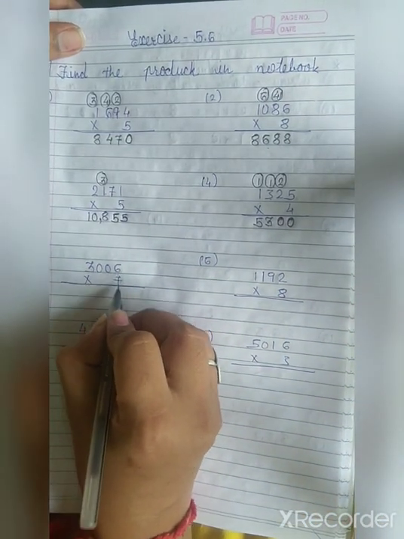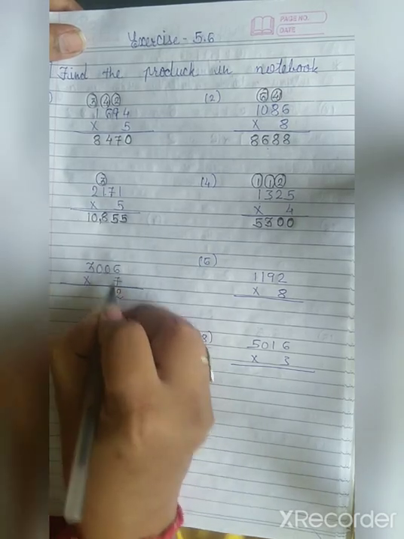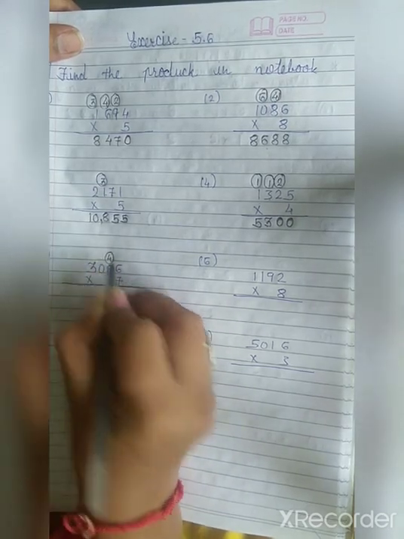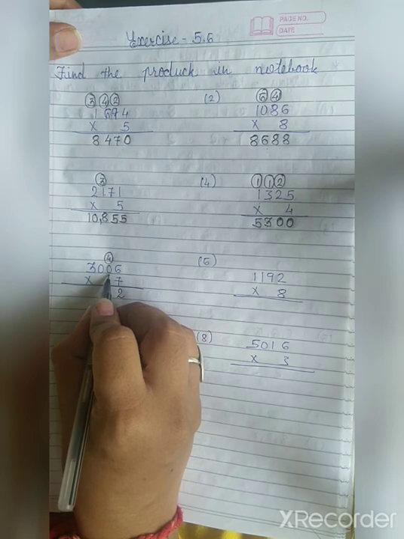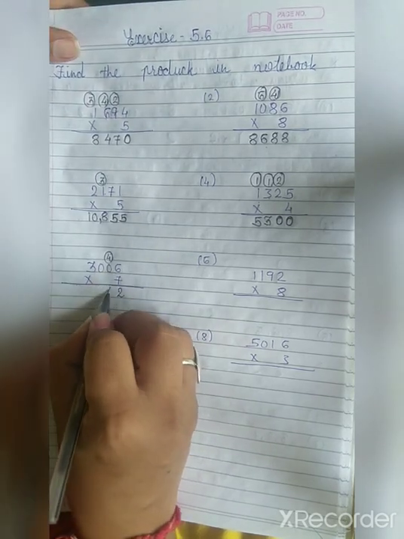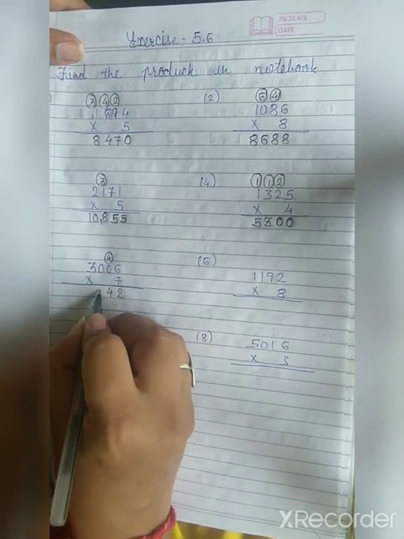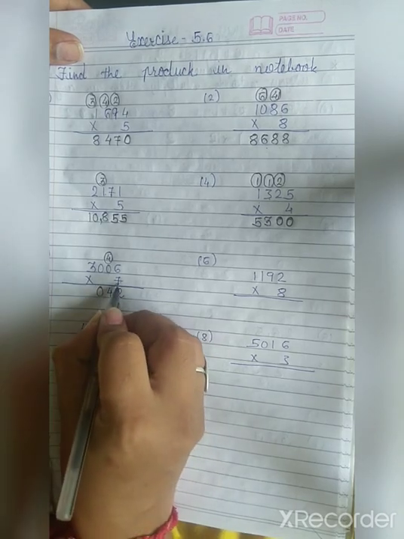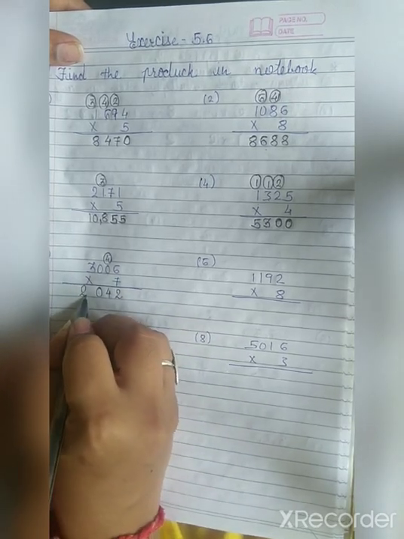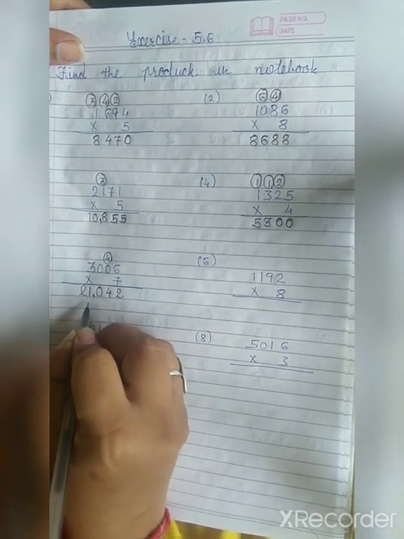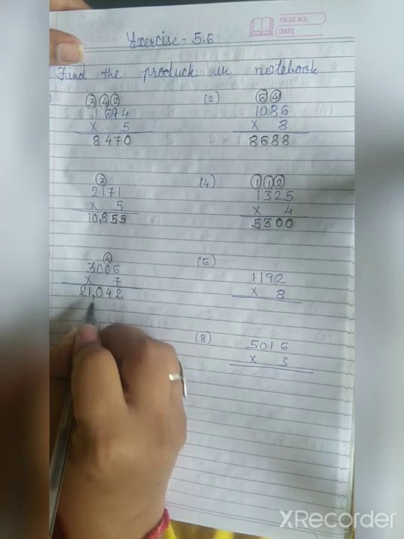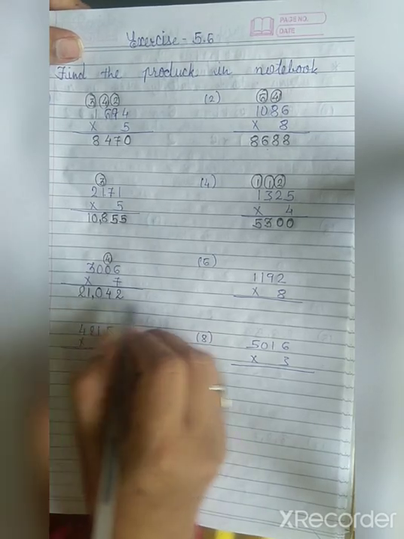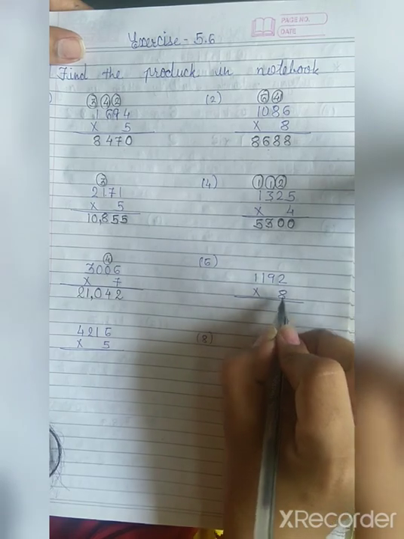7 6s are 42. So put here 2, 4 we have to carry over. 7 zeros are 0, 0 plus 4 is equal to 4. 7 zeros are 0. So put here 0. 7 3s are 21. So put here 21. What is your answer? 21,042. Next sum. 8 2s are 16.